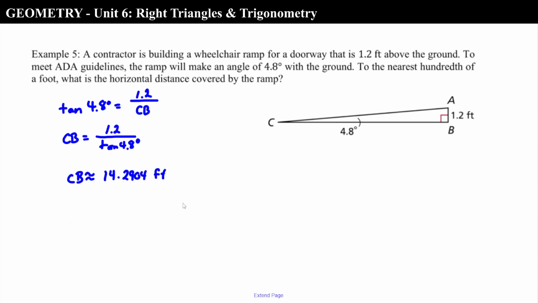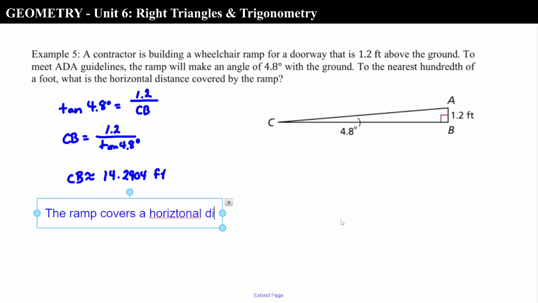So it says to round to the nearest hundredth. So our word answer here: the ramp covers a horizontal distance of 14.29 feet.